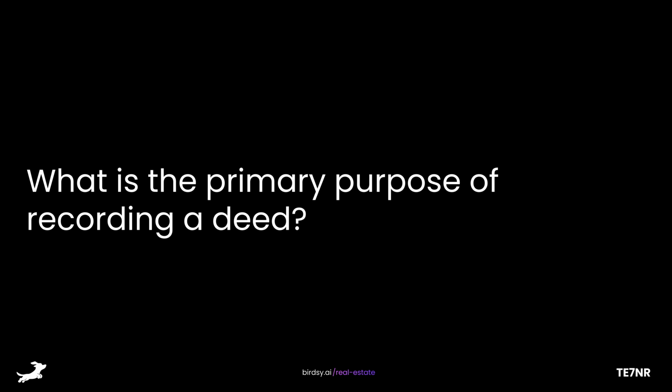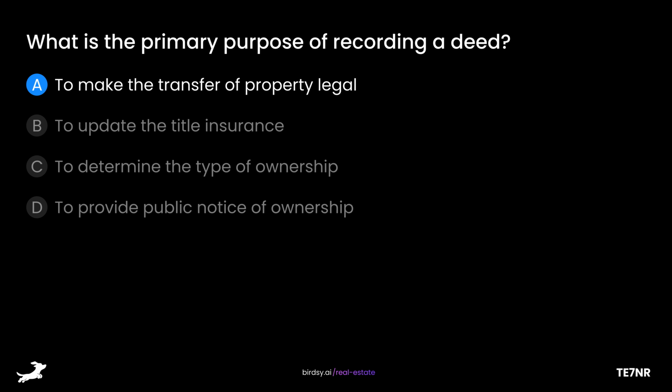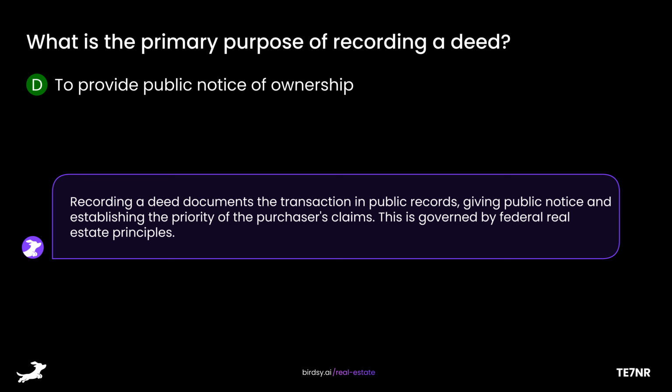What is the primary purpose of recording a deed? Is it A, to make the transfer of property legal, B, to update the title insurance, C, to determine the type of ownership, or D, to provide public notice of ownership? The answer is D, to provide public notice of ownership. Recording a deed documents the transaction in public records, giving public notice and establishing the priority of the purchaser's claims. This is governed by federal real estate principles.